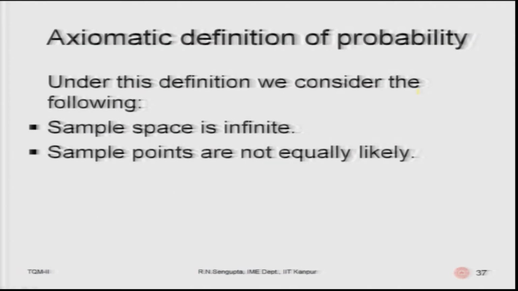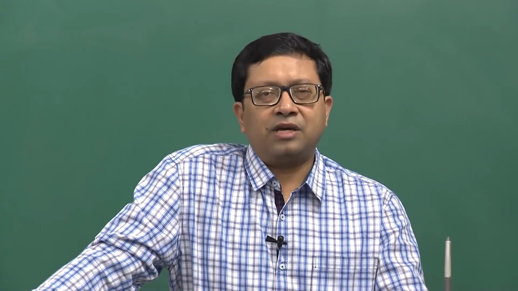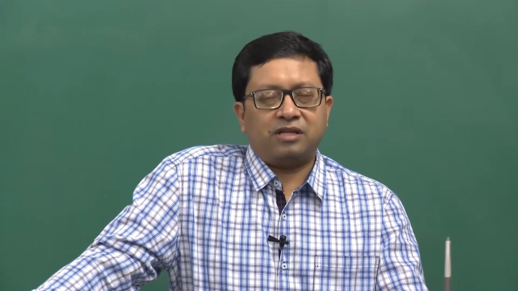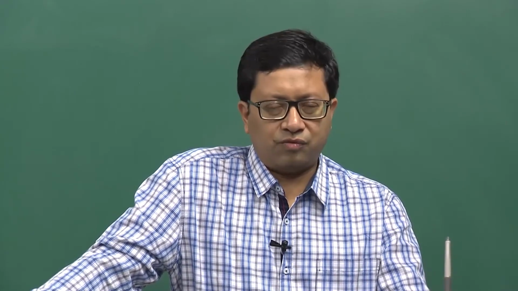So, the axiomatic definition says that under this definition we consider the following: the sample space is infinite, and sample points are not equally likely. If you remember the problem which we solved, getting the first head, the sample points are small w1, small w2 till infinity, but the corresponding probabilities are different. If I get the head the first time, the probability is half. If I get the head in the second throw, it will be half into half. If I get the head in the third throw, it will be half into half into half, which is 1 by 2 cube, and it continues.